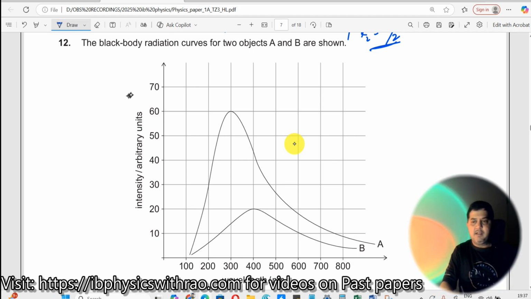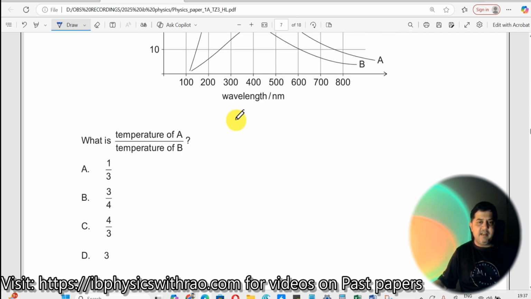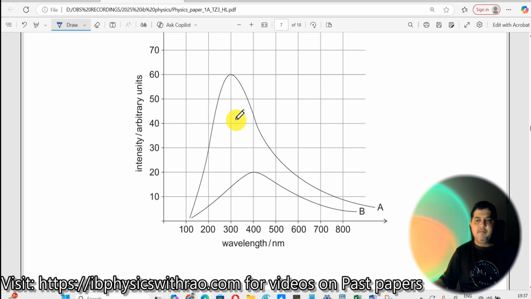Question number 12. The black body radiation curves for two objects A and B are as shown. And okay, what is the question here? What is the temperature of A and temperature of B? You know, whenever there is a black body radiation given, the first question that you should think about is, is Wien's displacement law being used? Usually the questions will be related to this.